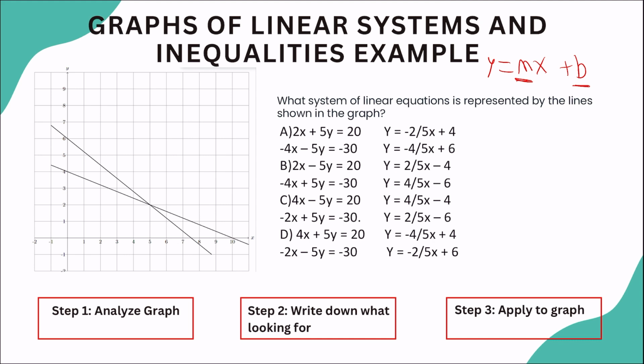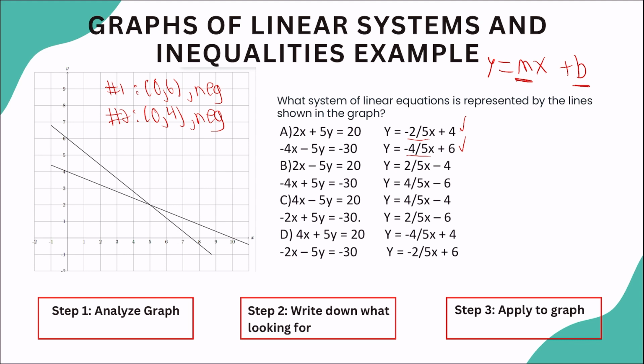So what we're looking for, if we remember, for line number 1, is going to be the y-intercept of 0, 6 and a negative slope. And for line number 2, we're looking for a y-intercept of 0, 4, and we're looking for a negative slope still. So let's look at answer choice A. We have a y-intercept of 4, looks good to me, and one with a y-intercept of 6, looks good. And both of our slopes are negative.